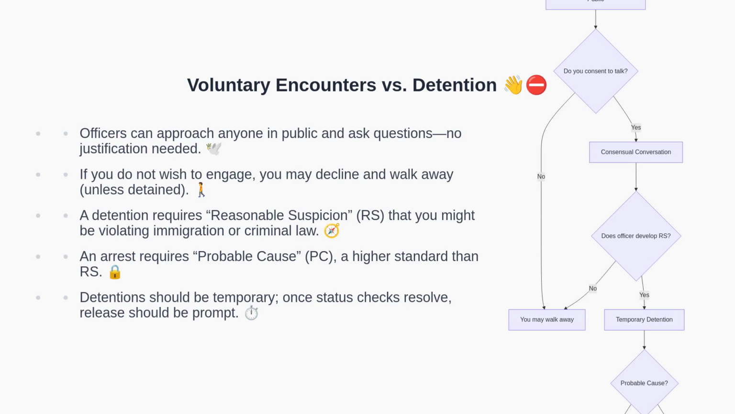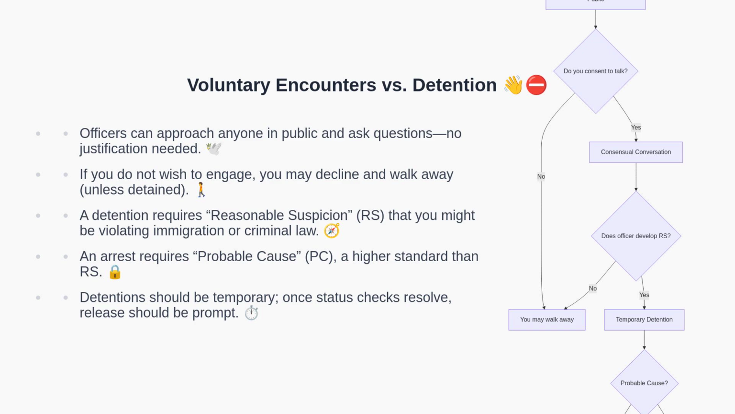Let us begin with the difference between voluntary encounters and detentions. In public spaces, officers can approach and ask questions without any justification. That interaction is voluntary, meaning you may decline to answer and walk away, unless the officer indicates you are being detained. A detention requires reasonable suspicion, a lower threshold than probable cause.